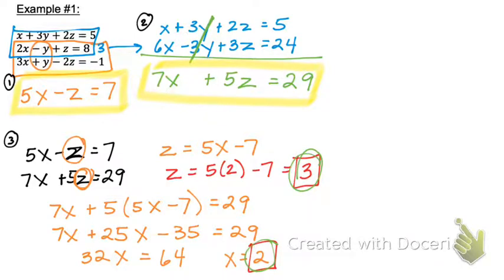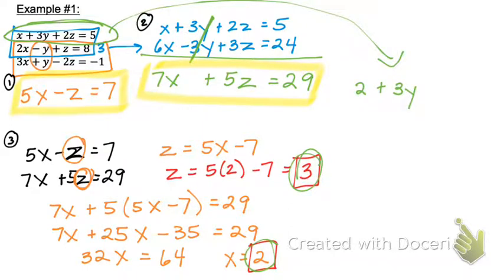It doesn't matter. I usually always use the top one. This is why you have to be careful. So 2 plus 3y plus 2 times 3 equals 5. So I plugged in for x and I plugged in for z. I left y by itself because I don't know what it is yet. Can you pick any one? Yeah, you could do the first, the second, or the third.